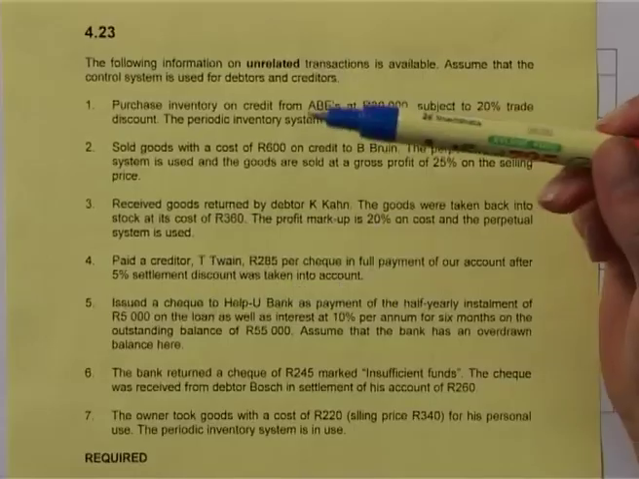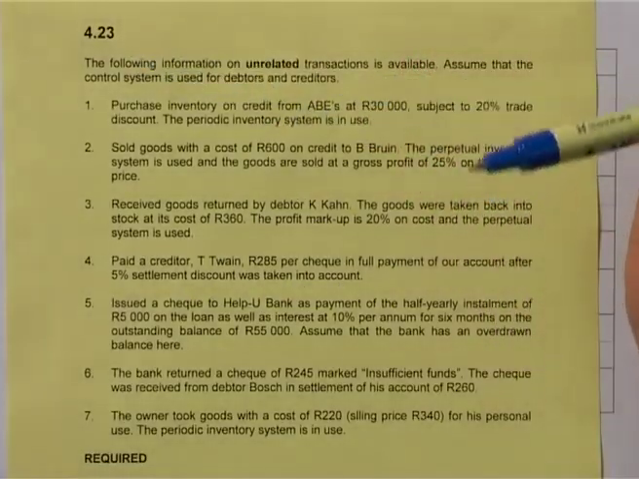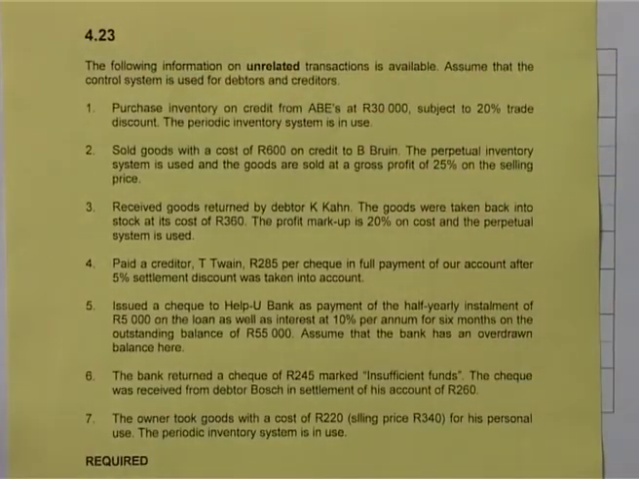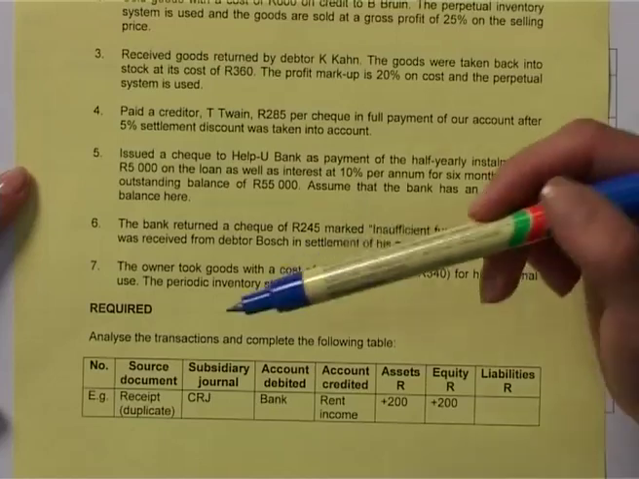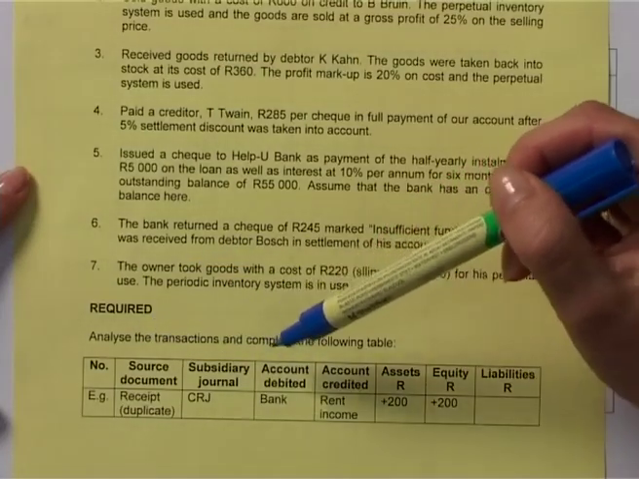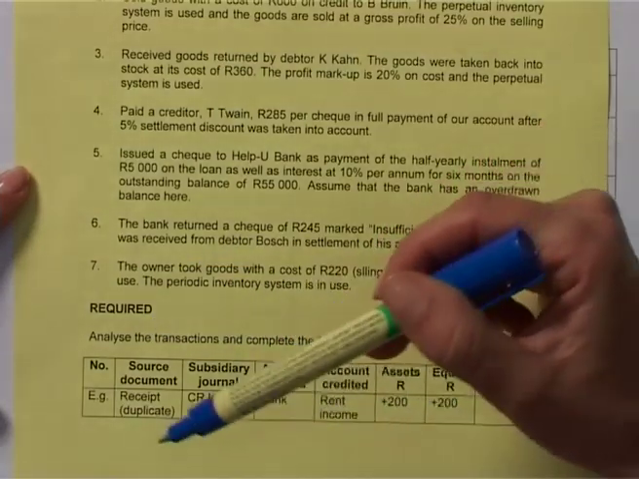Welcome to the question clip on Chapter 4, and the question that we're going to discuss today will be question 4.23 in your question book, where you can follow if you want to. Let's just start by reading the required part so that we know what is required from us. They tell us to analyze the transactions and complete the table below.